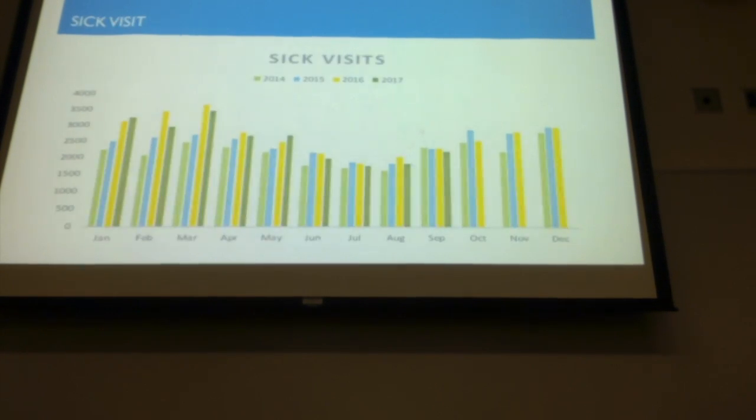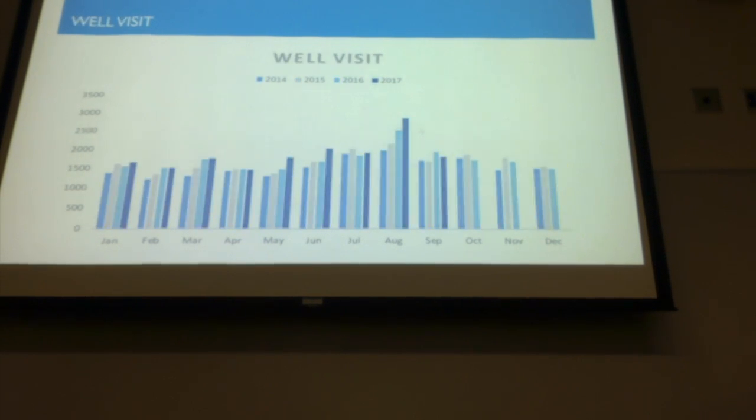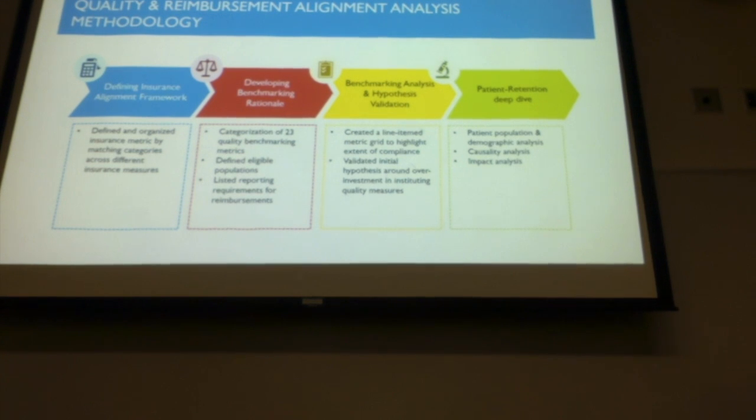Looking at sick visits, the same cycle follows for every year. The 2017 data is the green bar on the right, and it's keeping in line with historical trends. Same thing for well visits, except for a spike that happened in August. Now Darren is going to talk more about our quality analysis and our methodology.